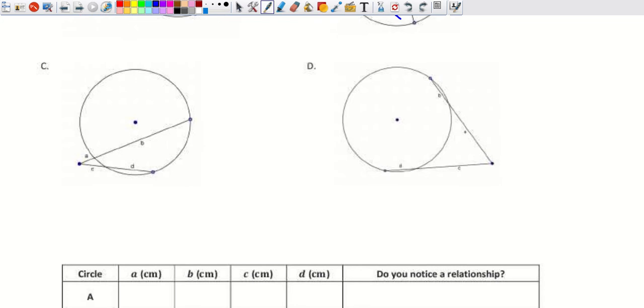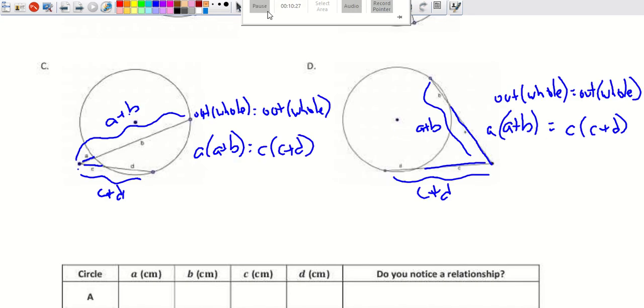And then we have the same thing going on for C. I'll let you fill these in, and I'll do them on my own. Okay, so do that real quick. Here we have, once again, remember when we're thinking secant, this is what we're going to start writing here: outside times whole equals outside times whole. So the outside is A, the whole is A plus B.